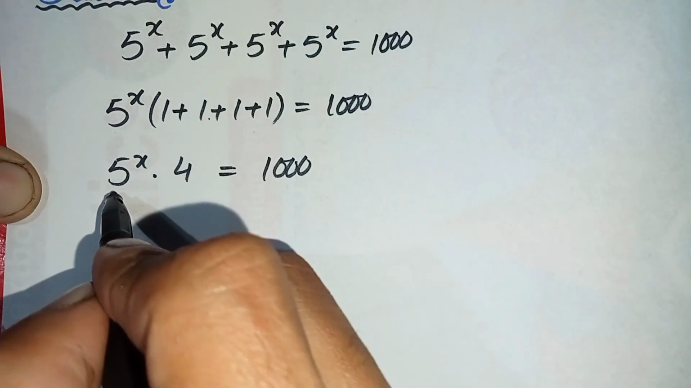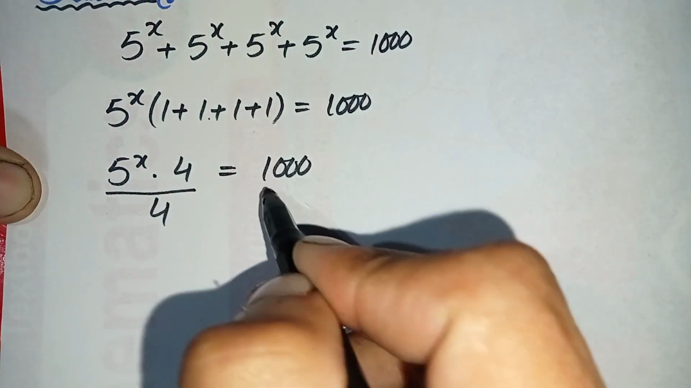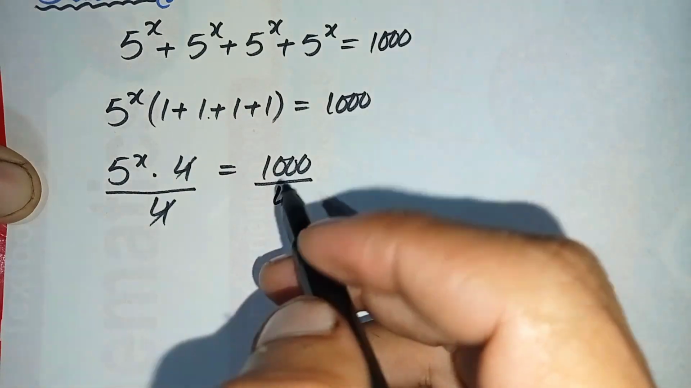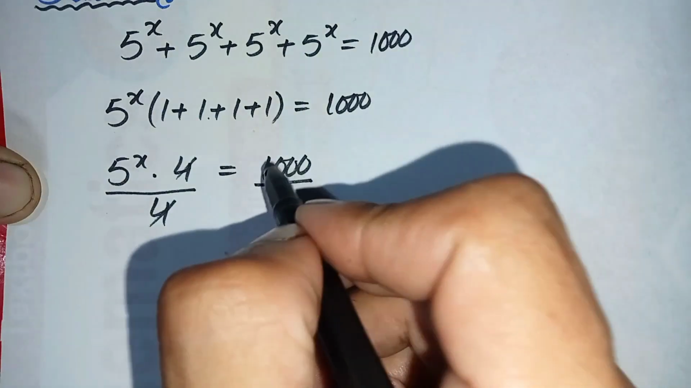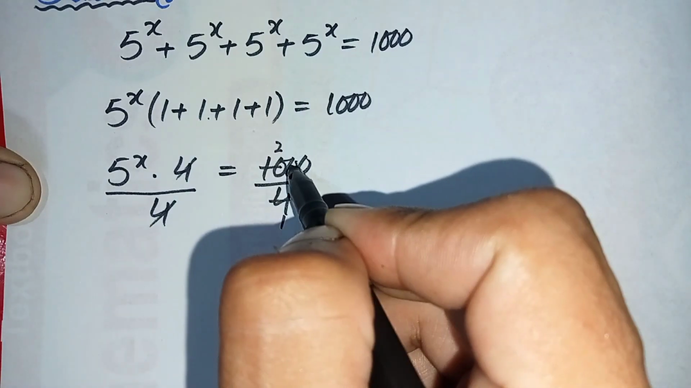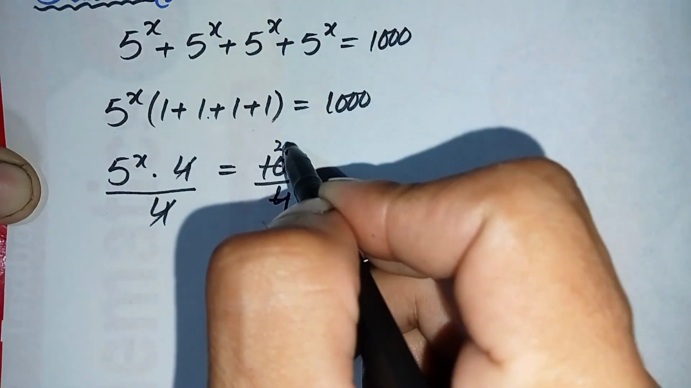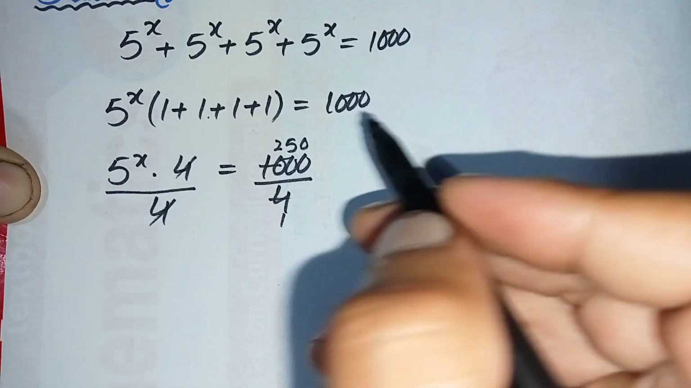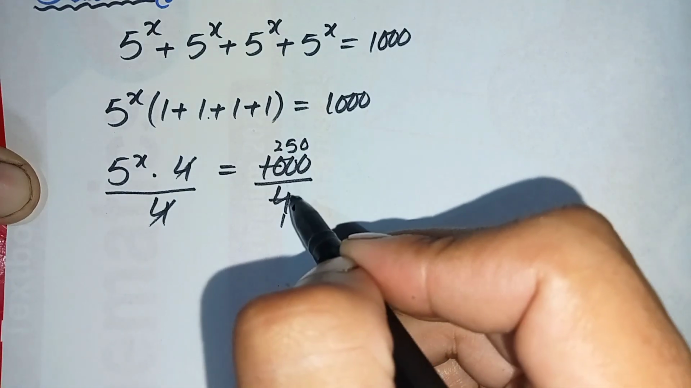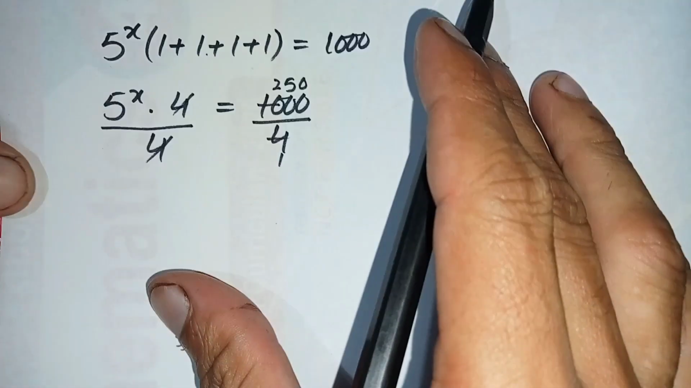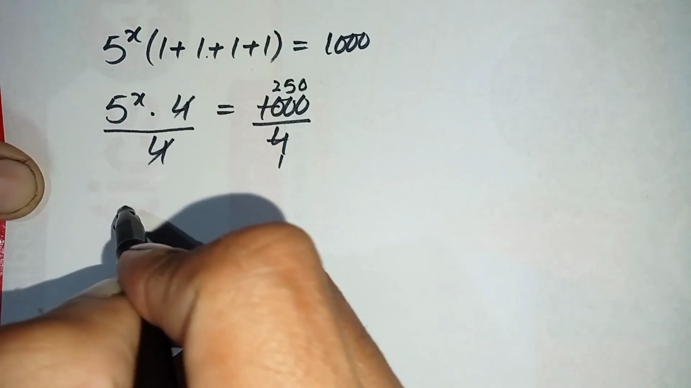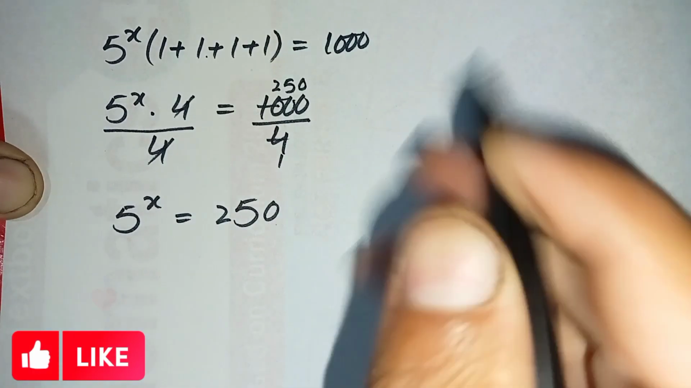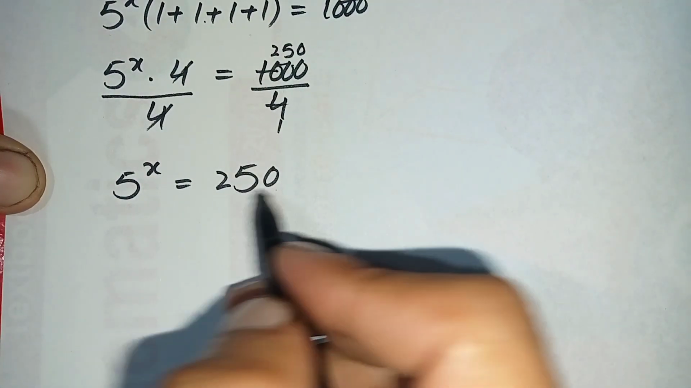Let us divide both sides by 4 to eliminate this 4 from the left hand side. So here this 4 and this 4 will be cancelled with each other, and on the right, 4 times 1 is 4, 4 times 2 is 8, 2 will become here, so it will become 20, 4 times 5 is 20, and 0 will come up, so it will become 250. So by dividing 1000 by 4 gives us 250. So this equation will become 5 raised to power x is equal to 250.